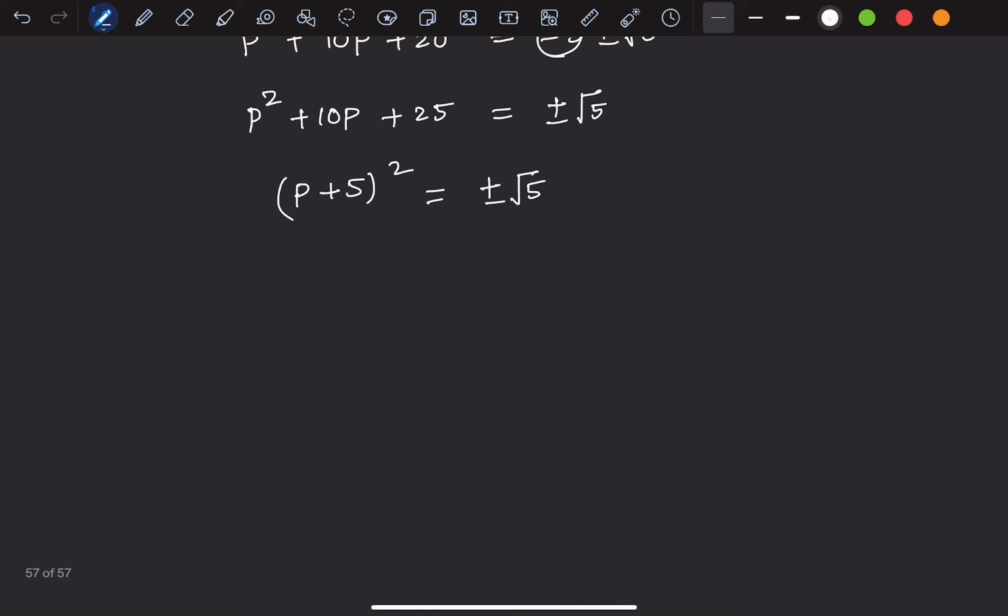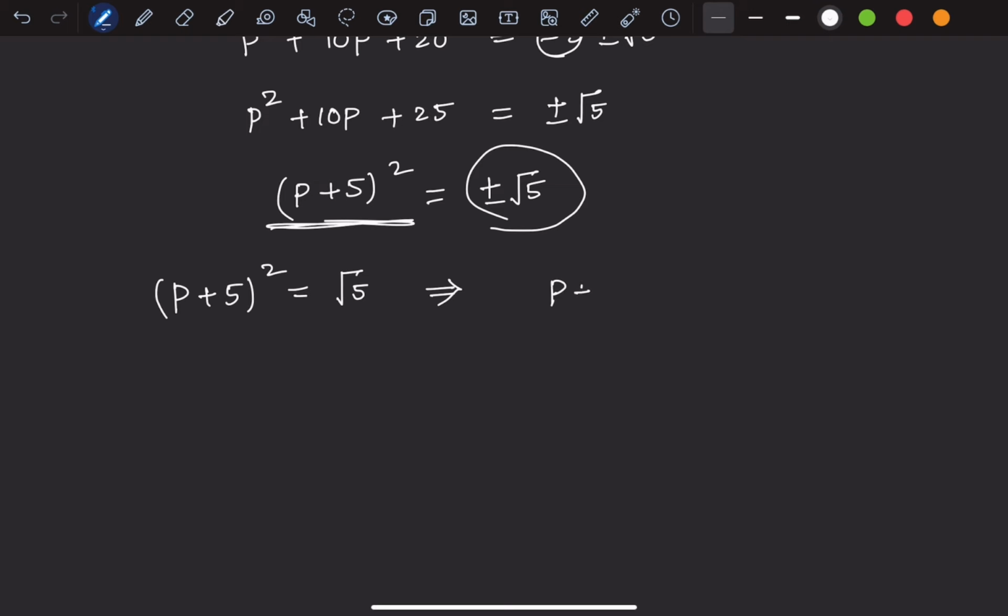Alright. But this is a perfect square. A perfect square cannot be negative. So p plus 5 whole square is equal to minus root 5, that case is eliminated. So we can have only p plus 5 whole square is equal to plus root 5. From this you can write p plus 5 is equal to plus or minus 5 to the power 1 by 4. Then your p becomes minus 5 plus or minus 5 to the power 1 by 4.